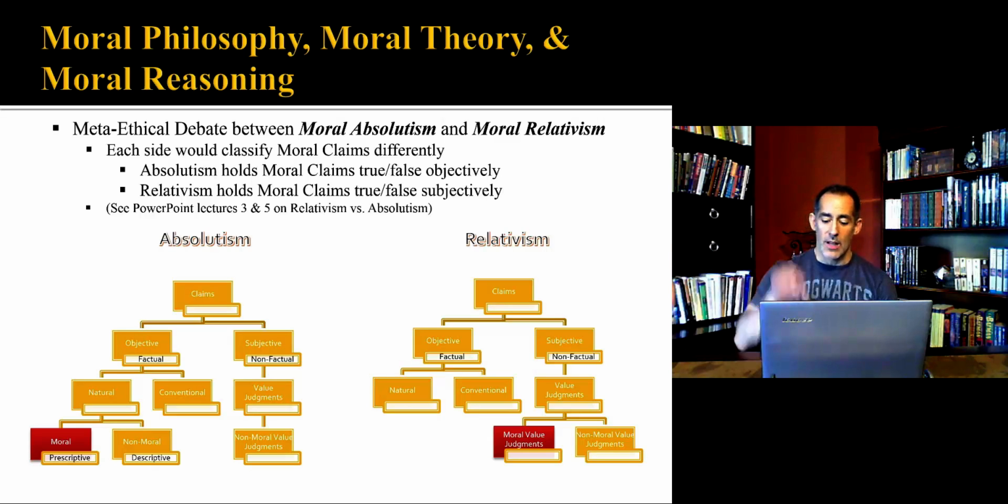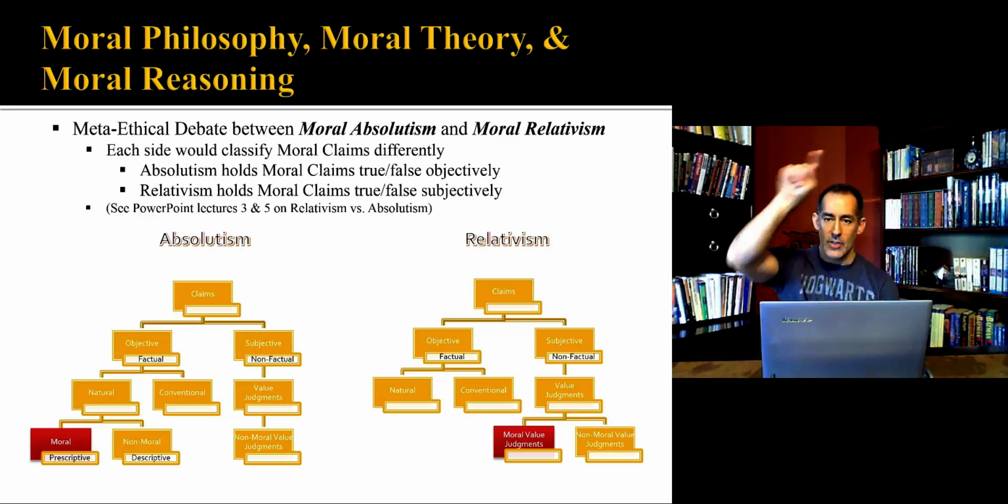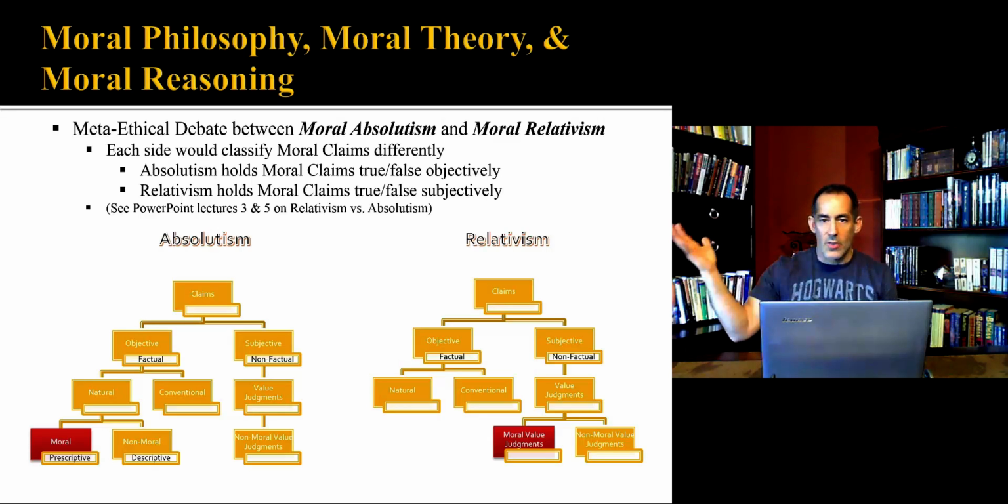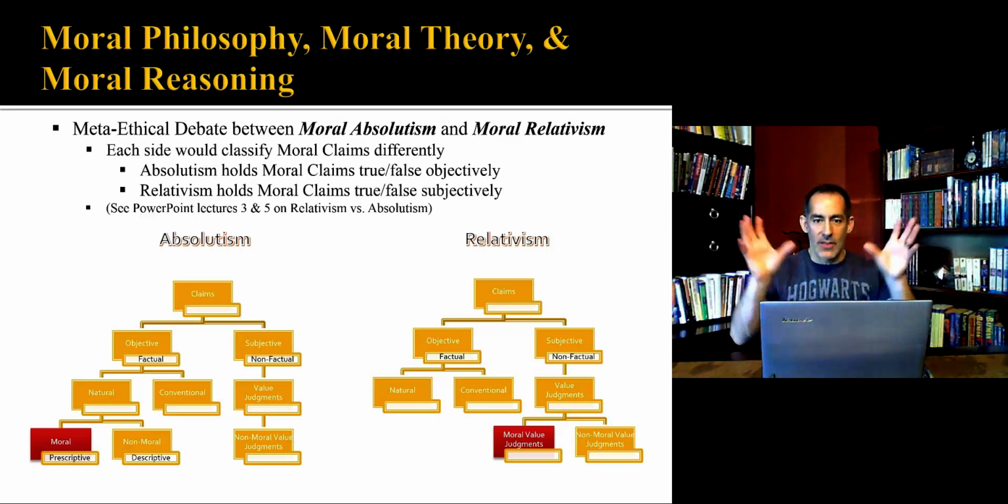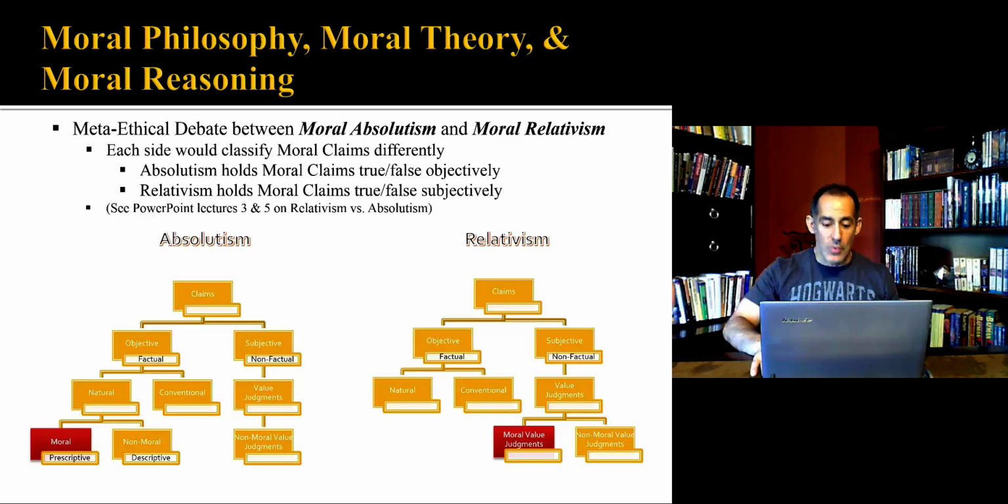So look on the right, you see relativism classifies moral value judgments underneath the subjective branch, non-factual. So all moral value judgments are subjective, but the absolutist classifies your moral value judgments under the objective branch, possibly in this way. So again, I'm simply saying there are ways these are often defined. Not everybody agrees. There's two big sides on this debate, the absolutist and the relativist debate, and they would describe them differently. Okay, so that's one issue we'll look at later.